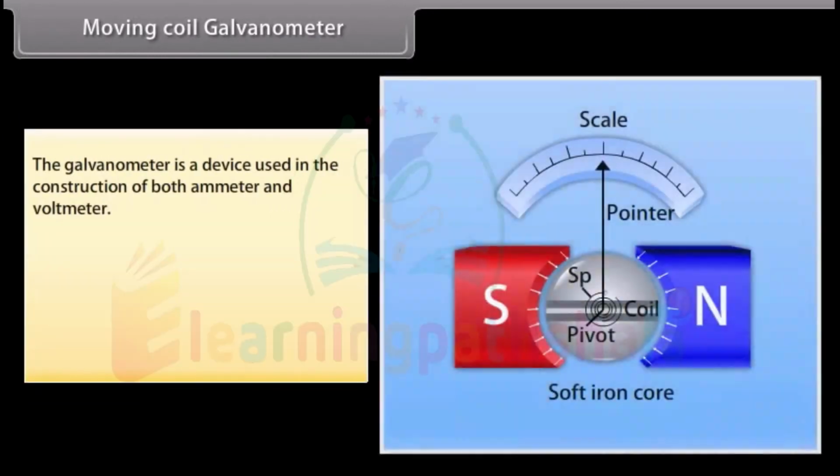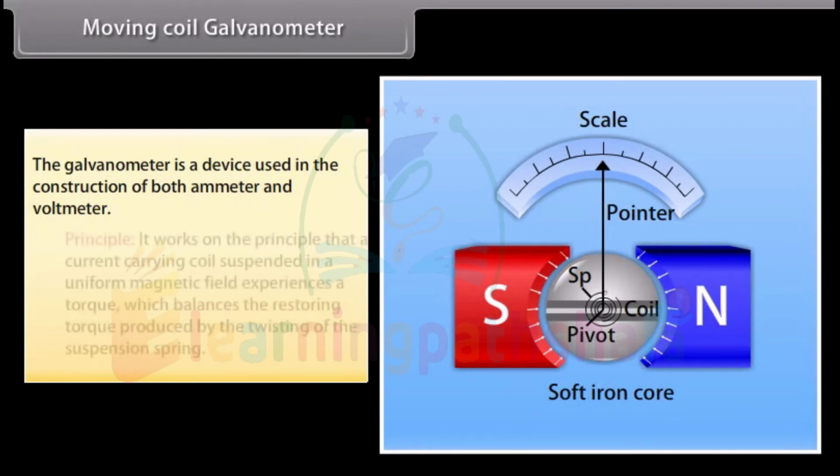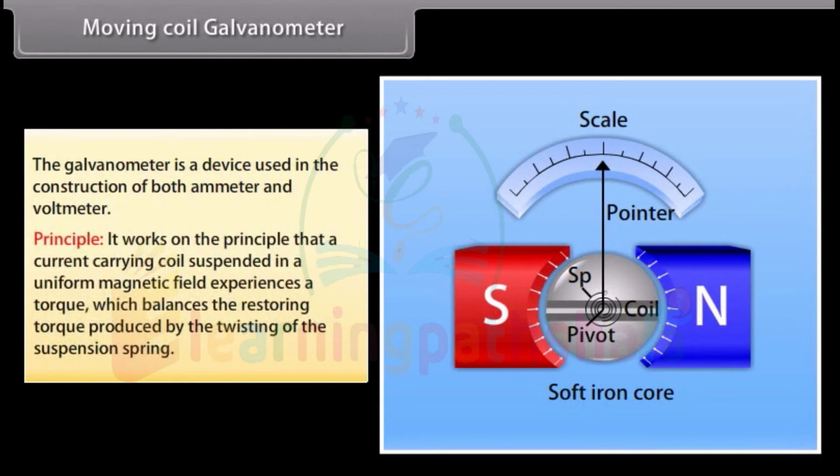Moving coil galvanometer. The galvanometer is a device used in the construction of both ammeter and voltmeter. It works on the principle that a current-carrying coil suspended in a uniform magnetic field experiences a torque which balances the restoring torque produced by the twisting of the suspension spring.